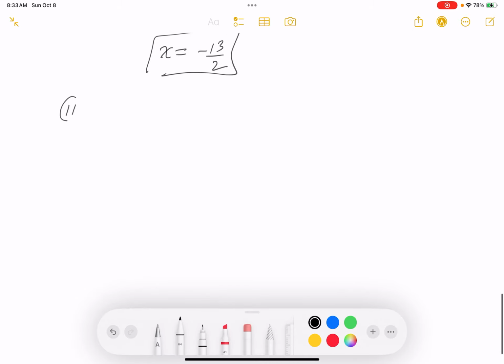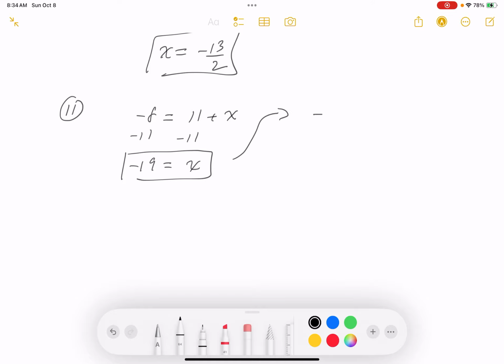Let's go to problem number 11. And what's number 11? Minus 8 equals 11 plus x. One-step problem, subtract 11 from both sides. What do you get? Minus 19 equals x. Put a box on it. All right, I want to check it. You always check it in the original. 11 plus minus 19. Well, it's minus 8. 11 plus minus 19 is minus 8. It does work out. Go to problem number 12.